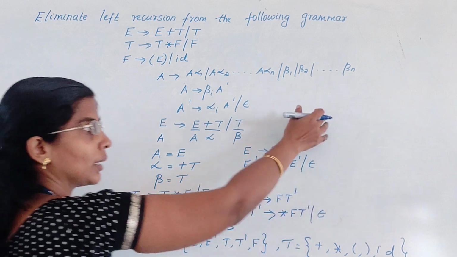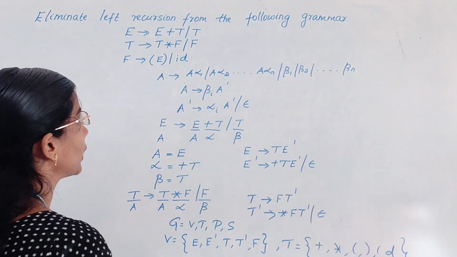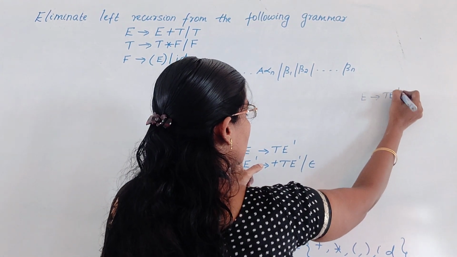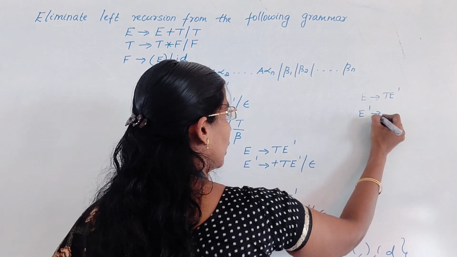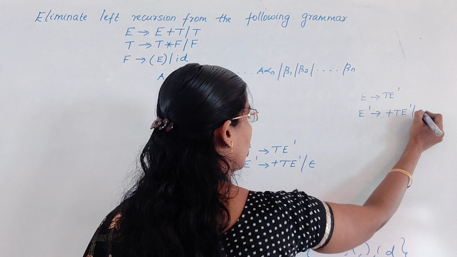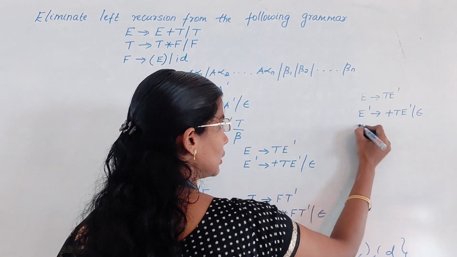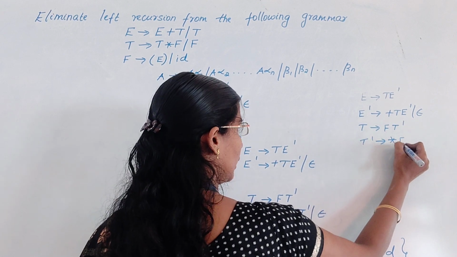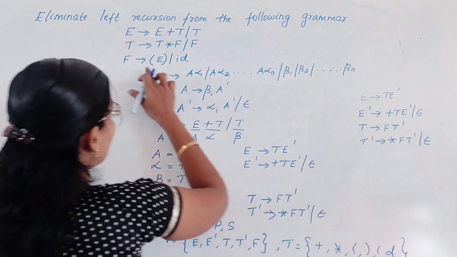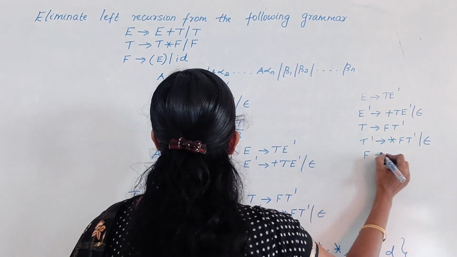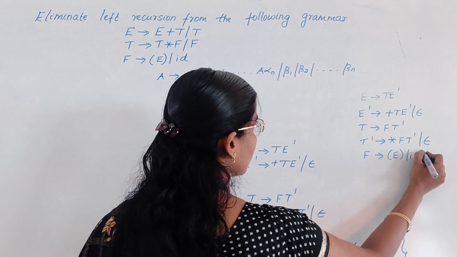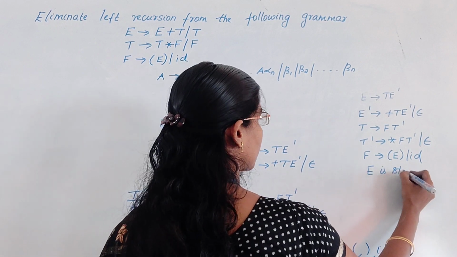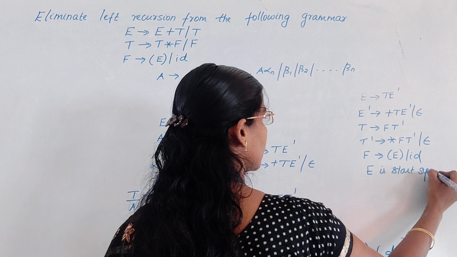Okay, the board is not visible, so I'll write here. What are the rules? What are the productions? First you write this production: E tends to T E dash. Next, E dash tends to plus T E dash or epsilon. Then write these two rules: T tends to F T dash. T dash tends to star F T dash or epsilon, and the last rule, which doesn't have any left recursion, F tends to open parenthesis E close parenthesis or ID. Which is your start symbol? E is the start symbol.